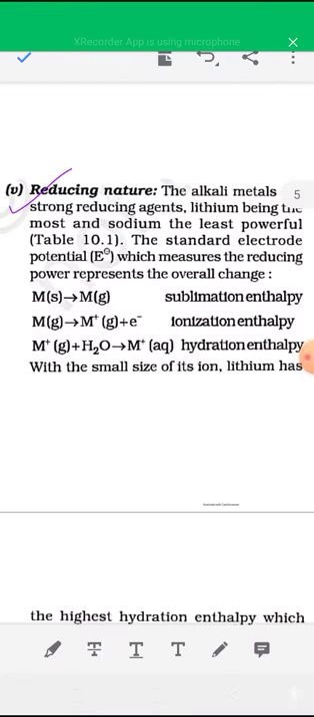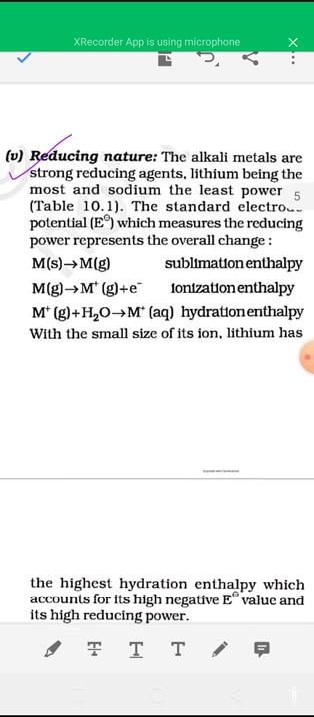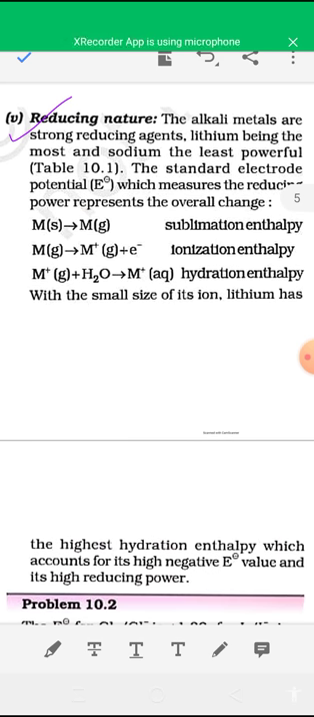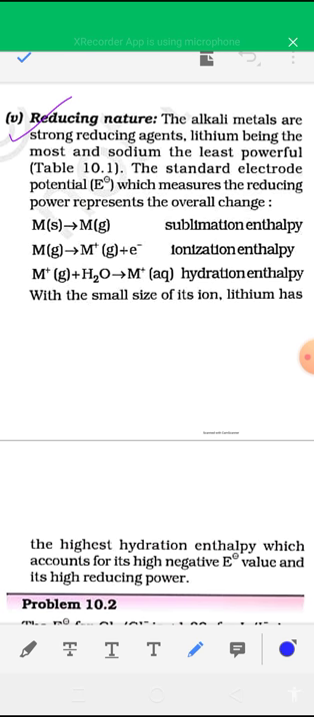Now, reducing property. Down the group, the size of the alkali metals increases, so the force of attraction between the nucleus and the outermost electron decreases, and therefore they can easily release the outermost shell electron. That is why all the alkali metals are reducing in nature. Alkali metals are good reducing agents because they can easily lose electrons. Lithium is the most and sodium the least powerful reducing agent.